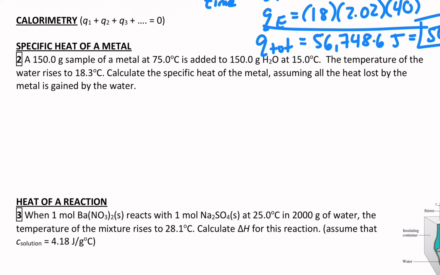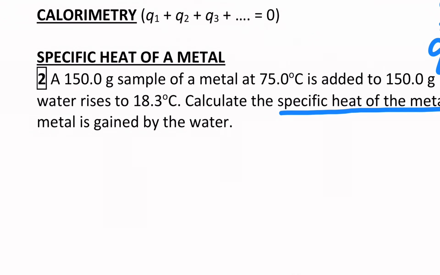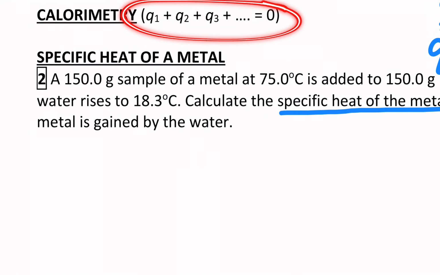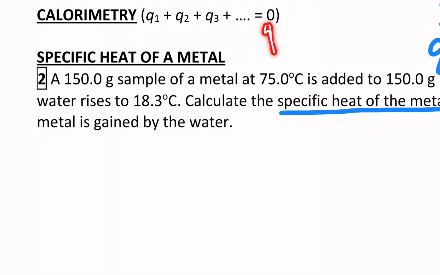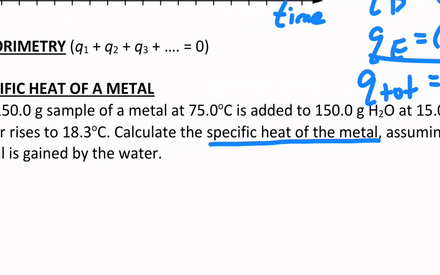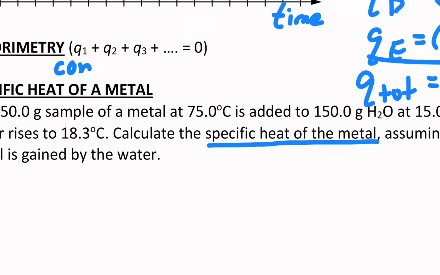For example, here we have some mass of a metal, and it's initially quite warm at 75 Celsius. I put it in cold water, and the mixture heats up to some final temperature, and I want to know what's the specific heat of the metal. Well, I put this generic equation up here that says Q1 plus Q2 plus Q3, etc. is equal to 0. This is essentially a conservation of energy equation.